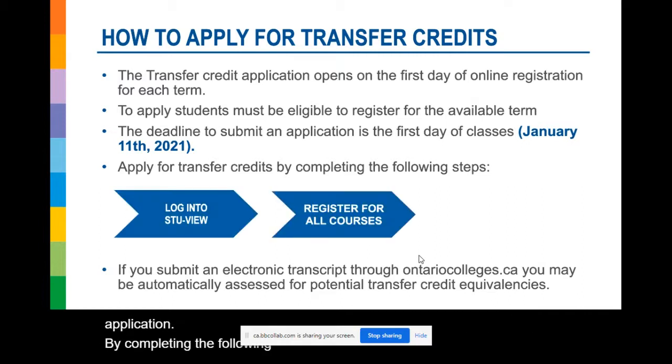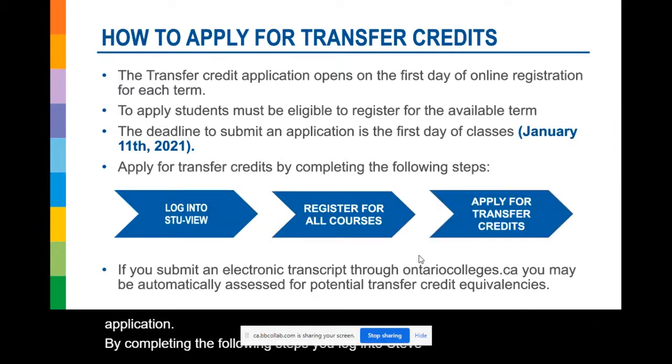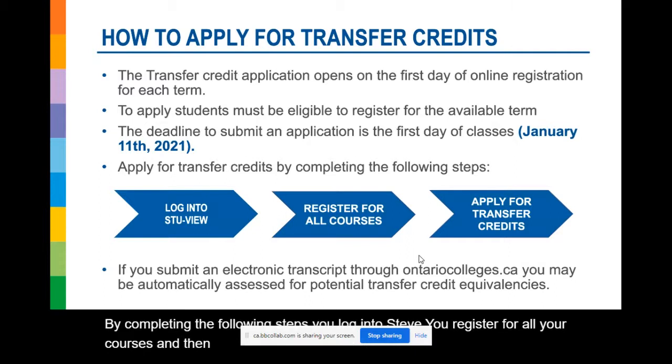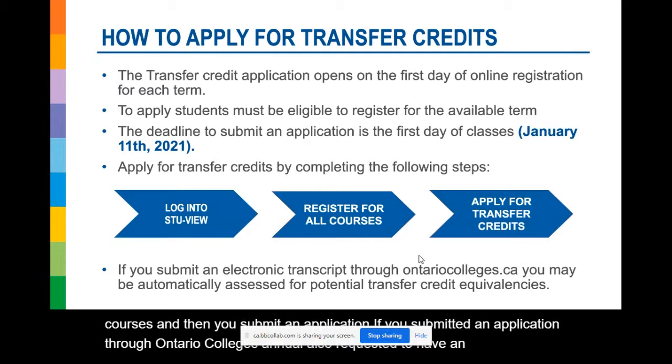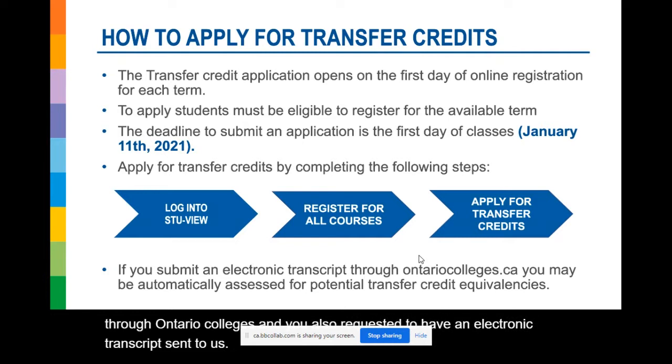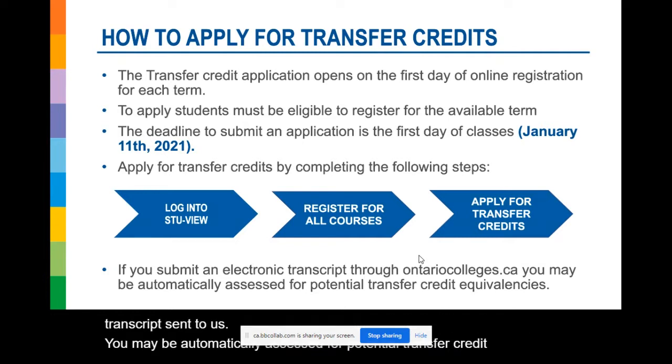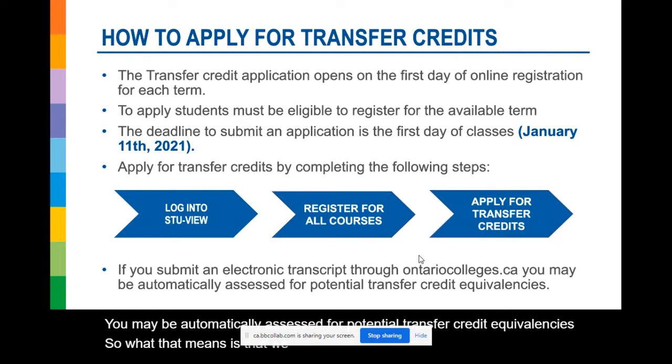To apply for transfer credit, we do recommend that students submit an application by completing the following steps. You log into StuView, register for all your courses, and then you submit an application. If you submitted an application through Ontario Colleges, and you also requested to have an electronic transcript sent to us, you may be automatically assessed for potential transfer credit equivalencies. What that means is that we have an electronic database with pre-approved equivalencies that we have assessed from all 24 public institutions in Ontario.